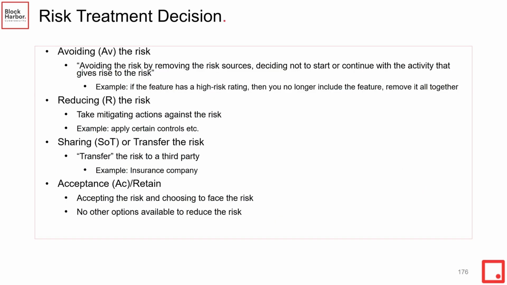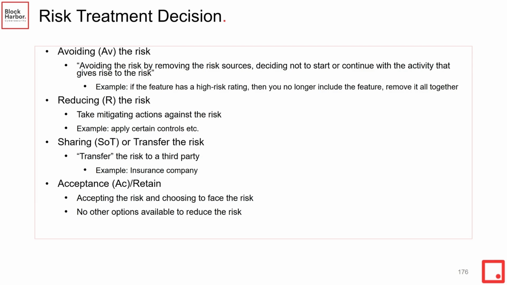Now let's talk about how we handle risks once they are identified. There are several risk treatment options available. Avoiding the risk. This involves removing the source of risk altogether. For instance, if a feature is assessed as having a high risk, we might decide not to implement it.